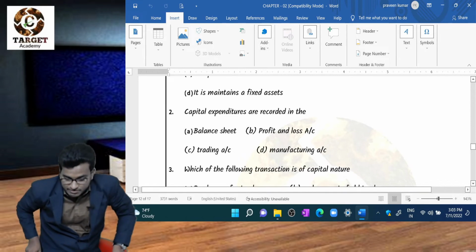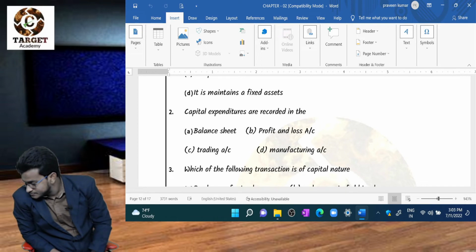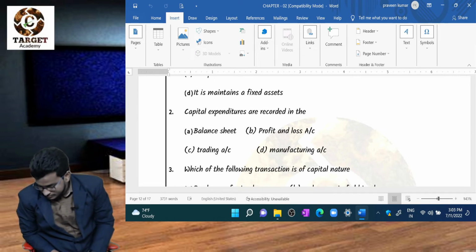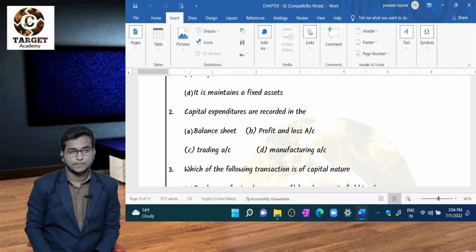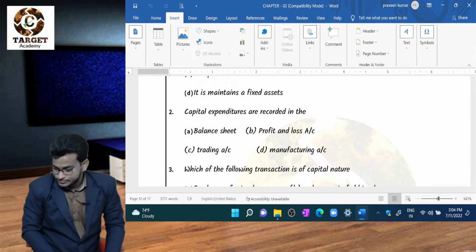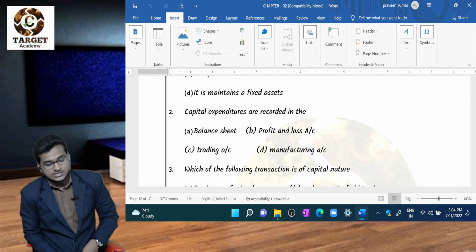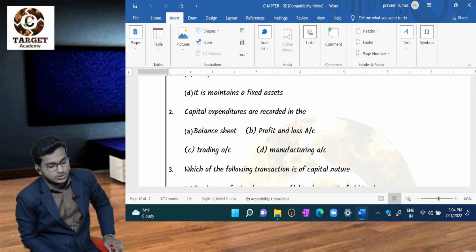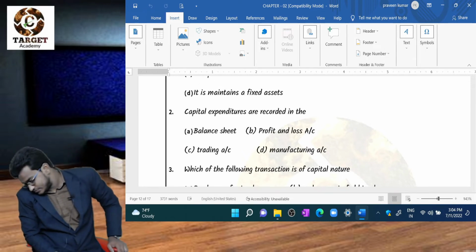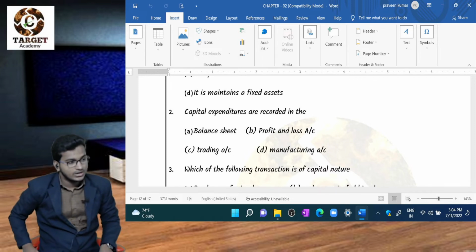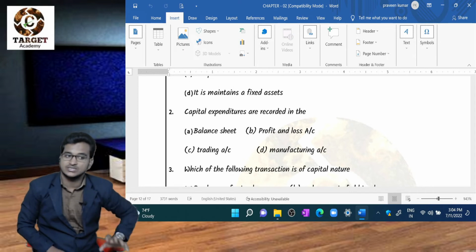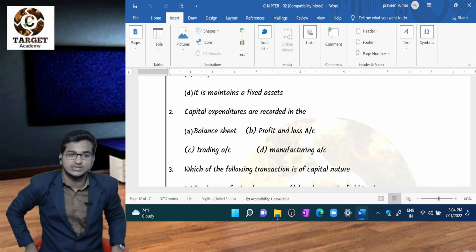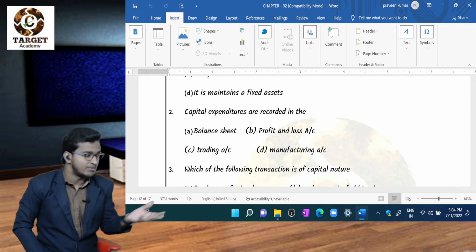Next, see question number 2 and give me the option. Capital expenditure is recorded in option A balance sheet, option B profit and loss account, option C trading account, option D manufacturing account. You tell me the answer. We discussed the treatment of capital expenditure and revenue expenditure. Capital expenditure will come under the balance sheet on the asset side, because that is my asset, purchase of an asset or alteration or improvement of an asset. So option A.